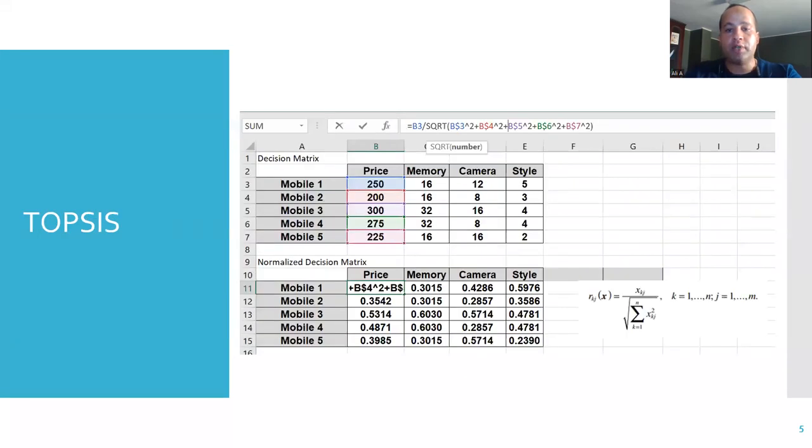After entering the decision matrix, we have to create the normalized decision matrix. We do this by taking each value in the decision matrix and dividing it by the square root of the sum of squares of each value of the criteria. So the price of mobile 1, we take 250 and divide it by the square root of B3 squared plus B4 squared, and so on till B7 squared, as we can see in the formula bar here. We enter the dollar sign after the B here to lock down the row number when copying the formula. Thus, we get the normalized decision matrix.